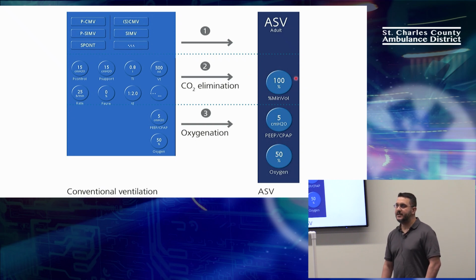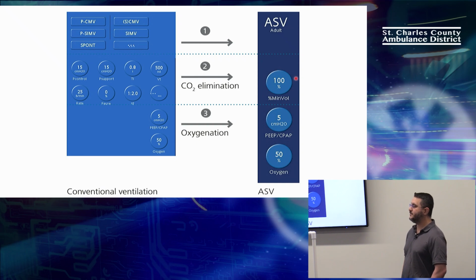Okay. So let's say we picked up a drunk college girl. What percent minute volume does she need? Would you put her down to 50, or would you put it up to 100, or would you put her at 200? 100. She's normal. Put her at normal, 100% of what she normally is.